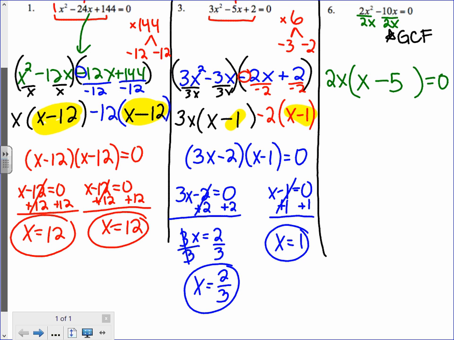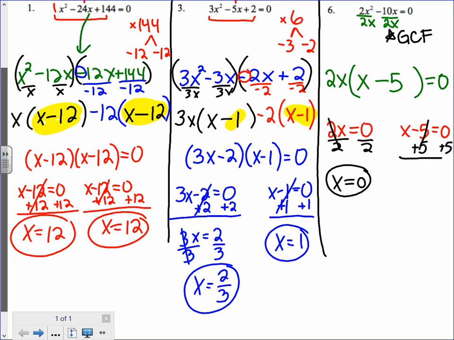Now that I've factored using a GCF here, I can set each factor equal to 0 using the zero product law. So I have 2x equals 0 and x minus 5 equals 0. On the left-hand factor, to get x by itself, I'm going to divide by 2. And that gives me x equals 0 is one of the solutions. And then for x minus 5, I'm going to add 5 to both sides, which gives me x equals 5 as the last solution. All right, so that's a few problems from Solving by Factoring Practice 2.